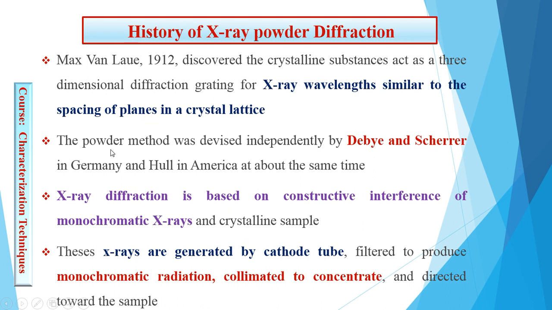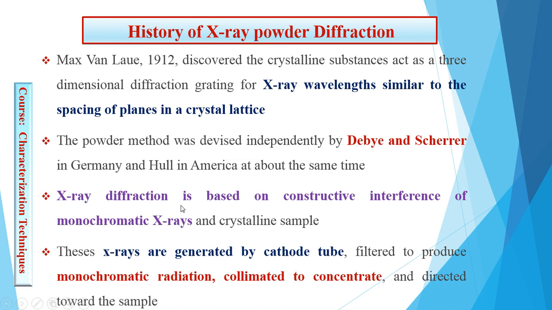The powder method was devised independently by Debye and Scherrer in Germany and Hall in America at about the same time. Both were working on the powder method, and they successfully investigated the crystal structure at different locations.